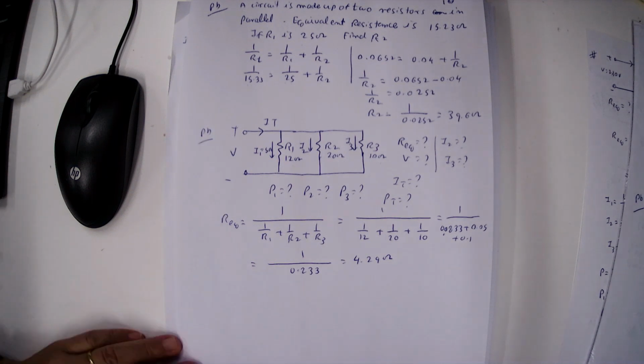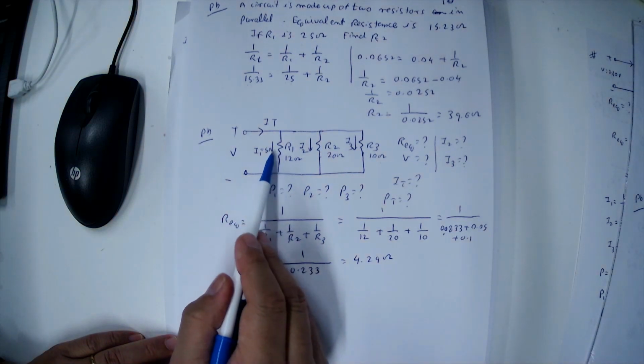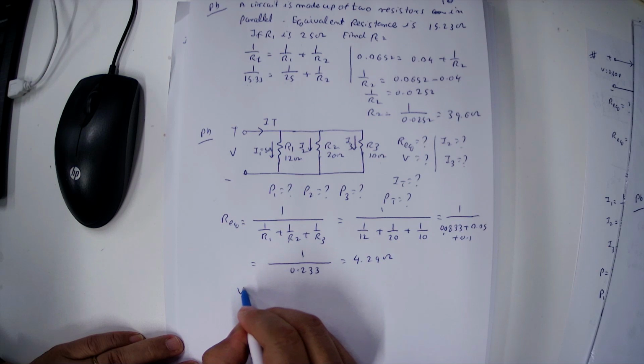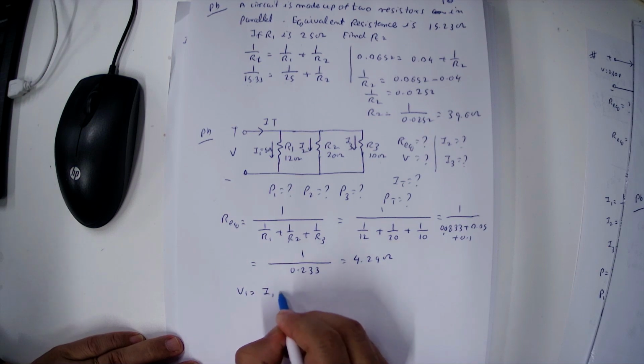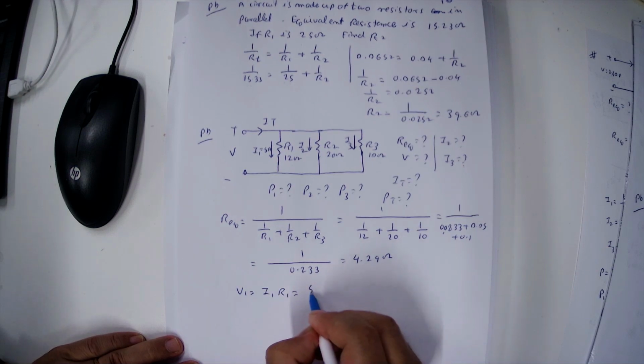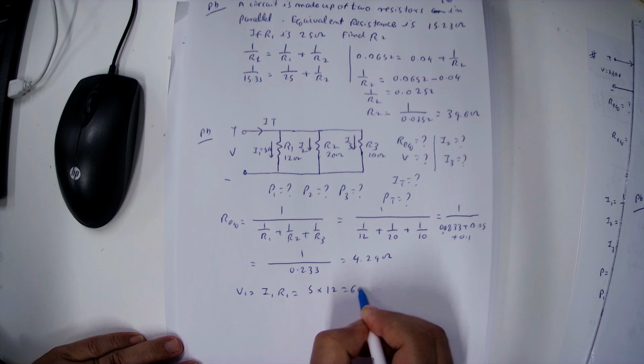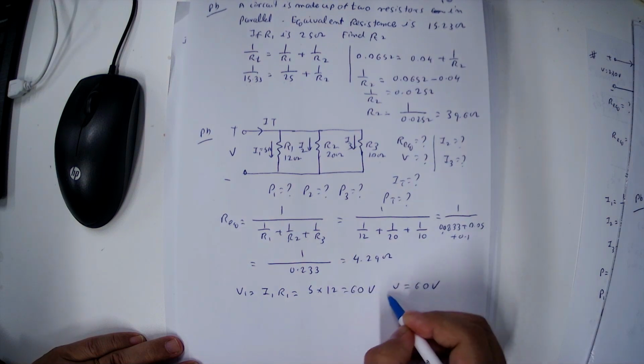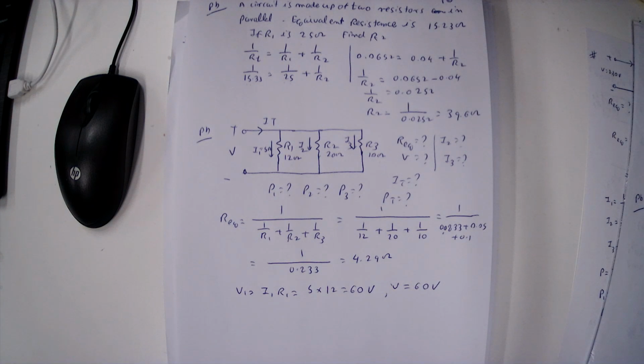We know the current in resistor R1 is 5 ampere, R1 is 12 ohm. So the voltage V1 is equal to I1 into R1. So I1 is 5, R1 is 12, so you got 60 volt. This is also equal to the supply voltage V, which is also 60 volt. So the supply voltage is 60 volt.